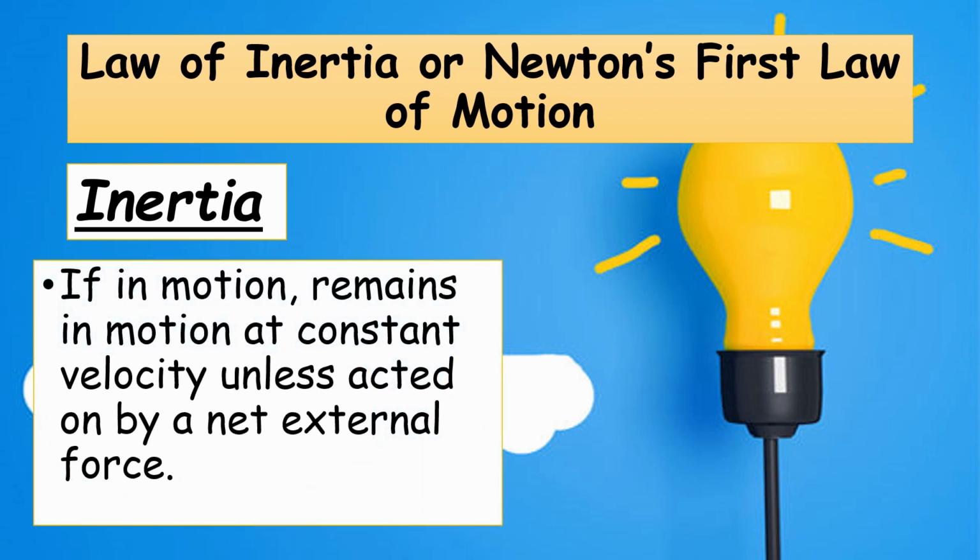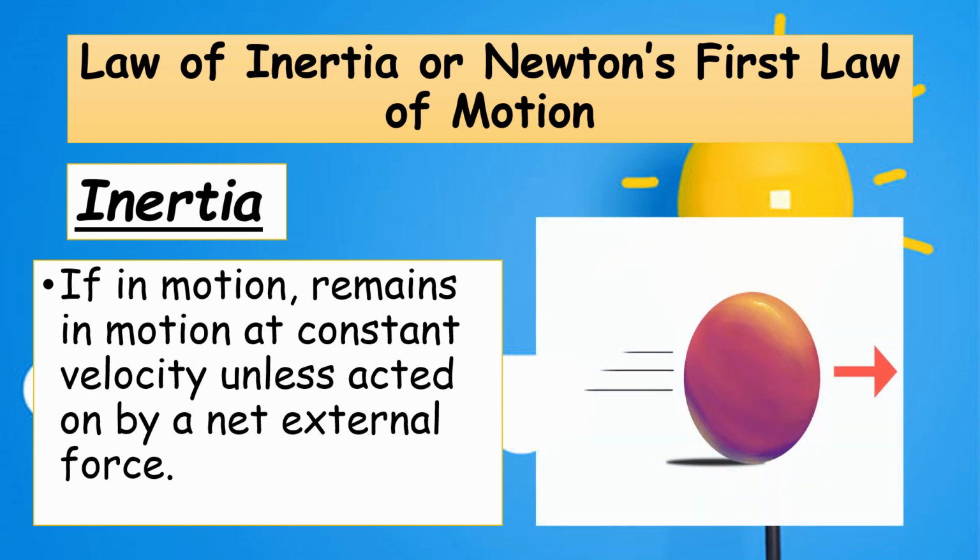Another definition of inertia is that if in motion, it remains in motion at constant velocity unless acted on by a net external force. So, example natin dito yung bola na gumugulong. Yung bola na yan ay may inertia, pero siya ay gumagalaw. So, yung paggalaw niya ay tuloy-tuloy, patuloy ng patuloy, unless merong magpapahinto sa kanya.